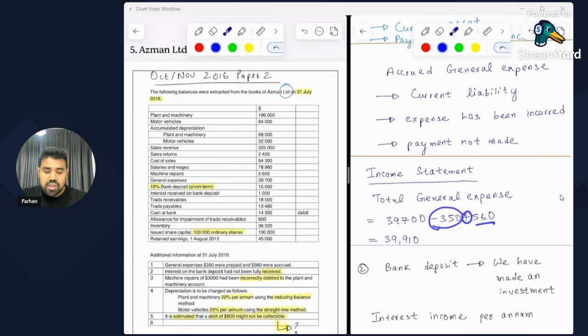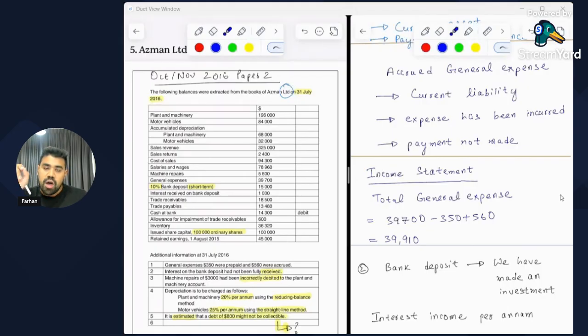So the total general expense in this case is 39,700, which is taken from the table, minus 350 to remove the prepaid general expense, plus an additional 560, which is to add the accrued or the general expense owing. And that gives us a revised figure for total general expense of 39,910, which is what we will report in the income statement. Okay?